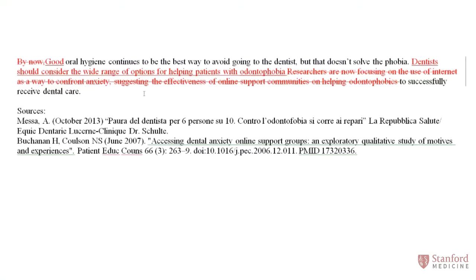So maybe this essay, the point is just to let dentists know about all these wide different options that are out there. Maybe we need a little bit more of a conclusion. Again, if the essay is trying to make a point, if there's a clear point here, it would be nice for the author to wrap up here with kind of restating the point of the essay.